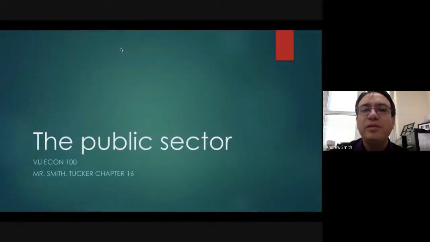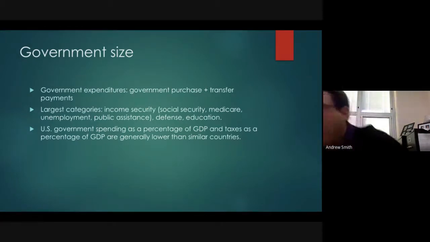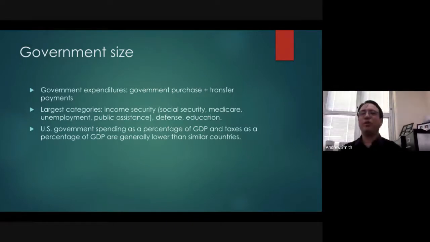We look today at the public sector and government, okay? And one thing as well, we kind of need to go back and look at the concept of market failure that was in a previous chapter. We didn't cover it in that previous chapter, but we'll look at the idea behind market failure, which is the justification for government being involved in the economy.